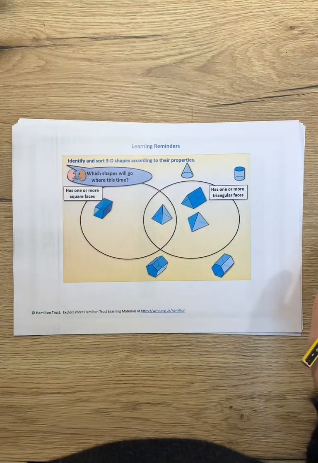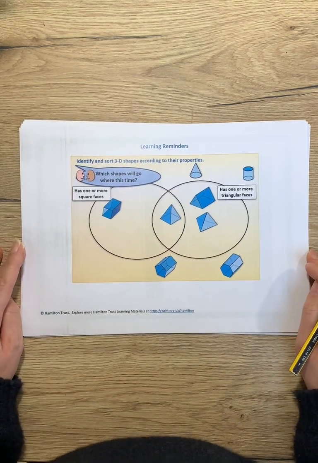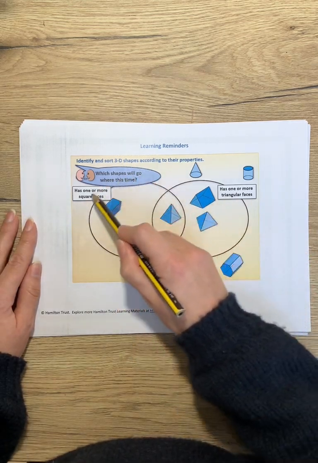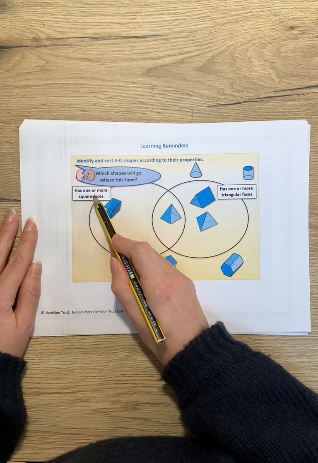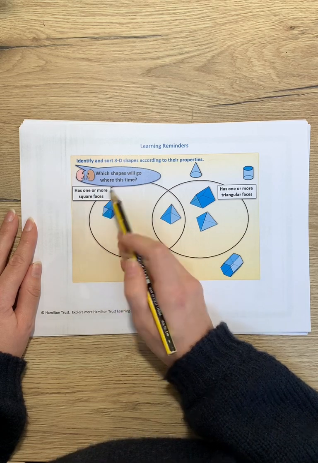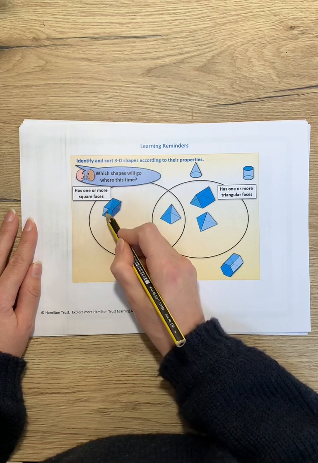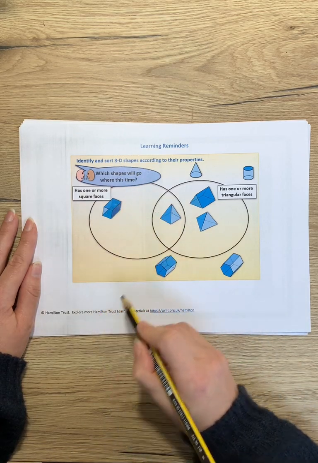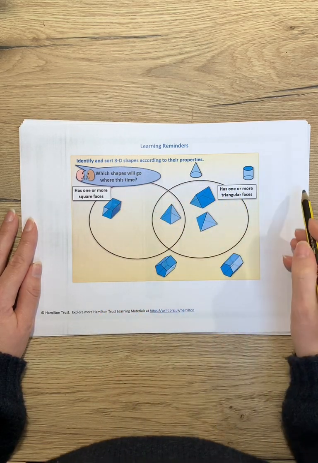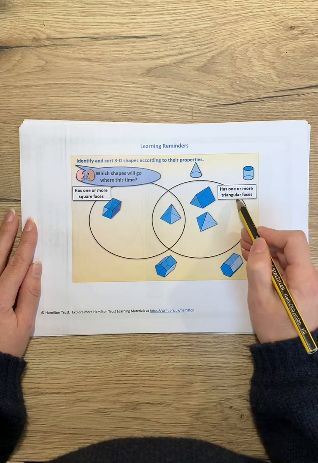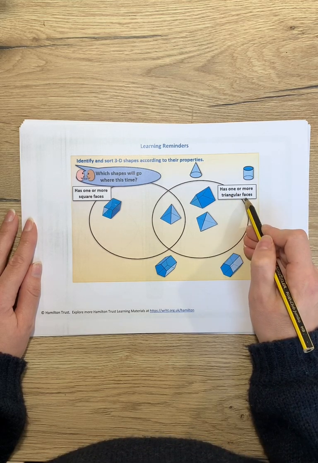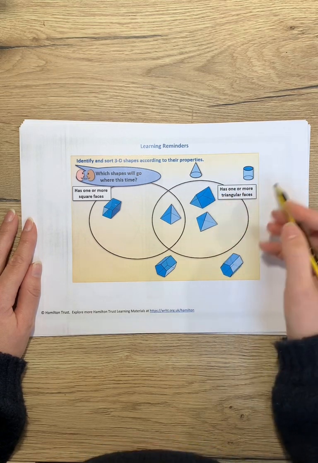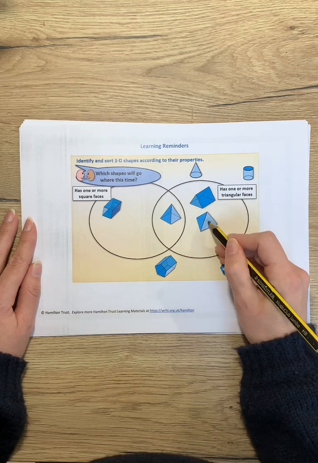Okay, next Venn diagram is looking at 3D shapes on this side, so in this circle, that have 1 or more square faces. We've got a cuboid here that's got a square face on the end here and on the other end, so that's got 2. And then the other side of the Venn diagram has 1 or more triangular faces. And we know we have that on our triangular prism here and our triangular based pyramid here.